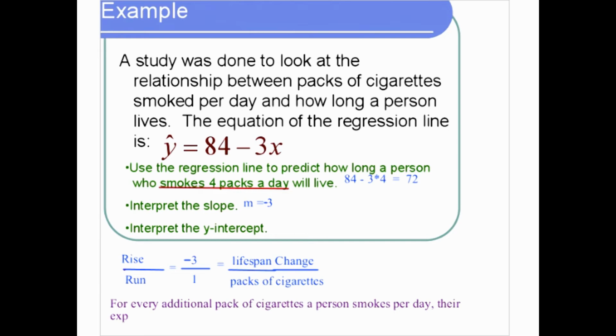Okay, so again, what we can say is that for every additional pack of cigarettes a person smokes per day, their expected lifespan will decrease, negative or decreases, by 3 years. Any questions on how to interpret the slope here?